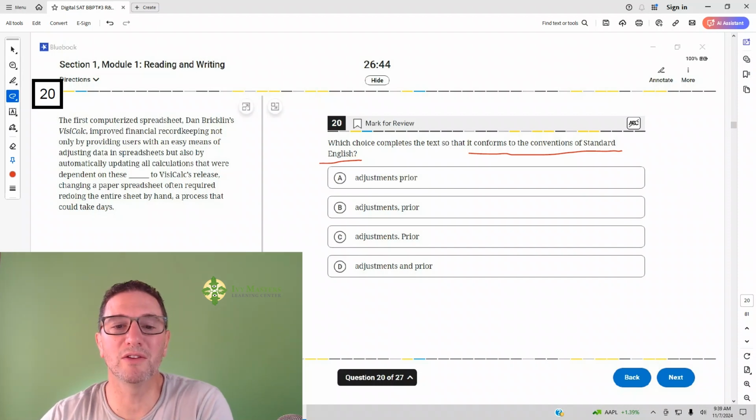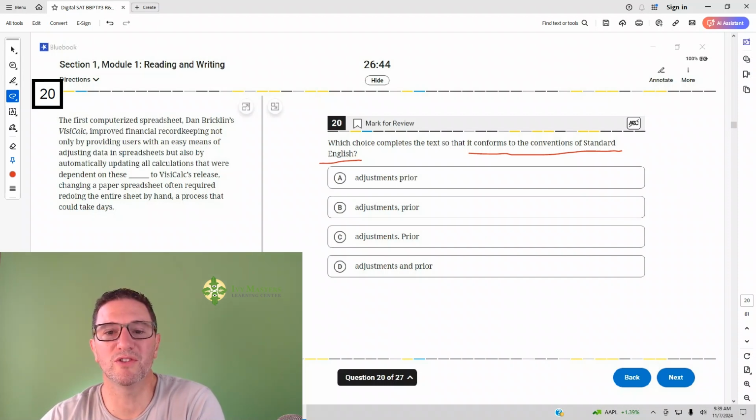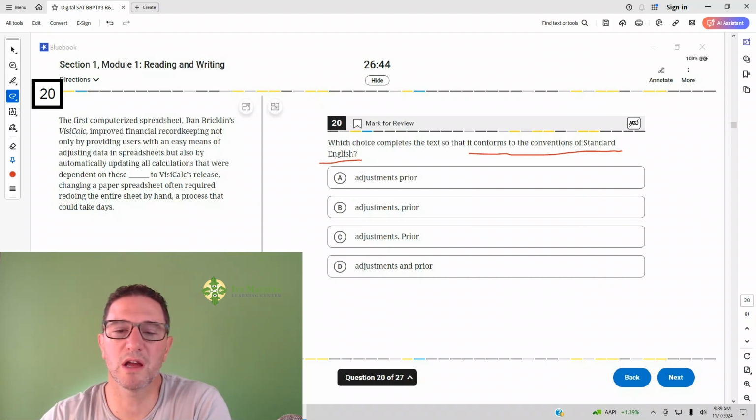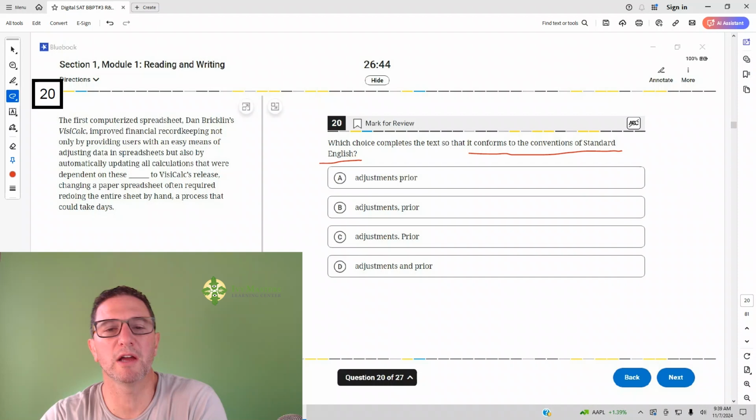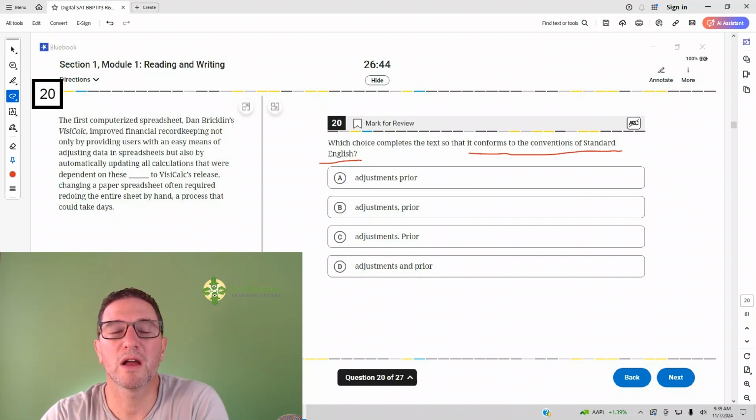If there is, then A is going to be wrong because it's a fused sentence. You've got two independent clauses with no punctuation at all. B is going to be wrong because it's a comma splice, because a comma alone cannot combine two independent clauses. And D would be wrong because when you use a conjunction to combine two independent clauses, you need a comma before it. Let's see if we've got two independent clauses here.